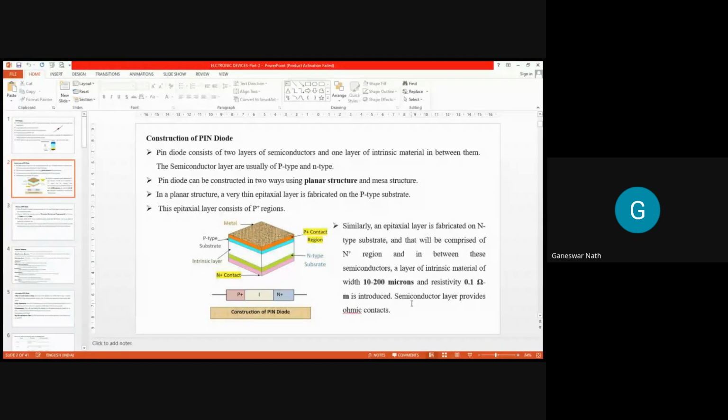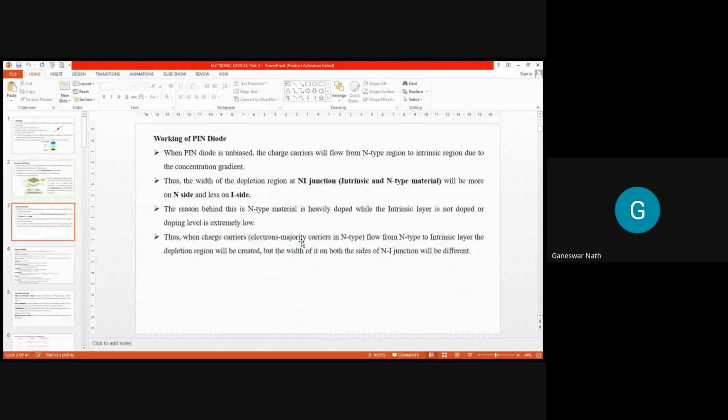Okay, so these semiconductor layers are provided the ohmic contact by providing the metal actually. Okay, so this is the construction details of the PIN diode here. Similarly, coming to the working of the PIN diode, the working is similar to that of a general diode actually.